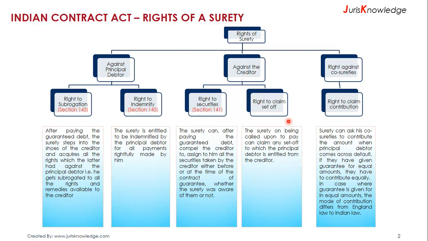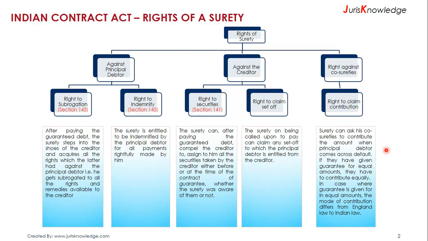Right to claim set off. The surety, on being called upon to pay, can claim any set off to which the principal debtor is entitled from the creditor. The right against co-sureties is the right to claim contribution. A surety can ask his co-sureties to contribute the amount when the principal debtor defaults.